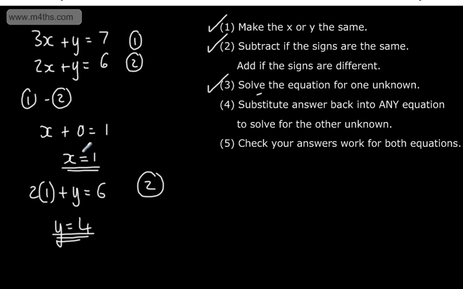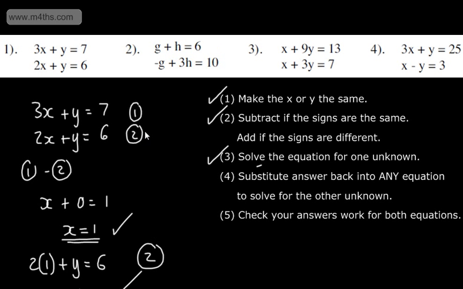So does that work for the first one? Well, 3 lots of 1 is 3, plus 4 is 7. So yes, these are the solutions to our simultaneous equations. With simultaneous equations, we can have more than 2. At this level, we will simply solve 2. We'll use this method of elimination, and it is fairly straightforward once you've done a few.